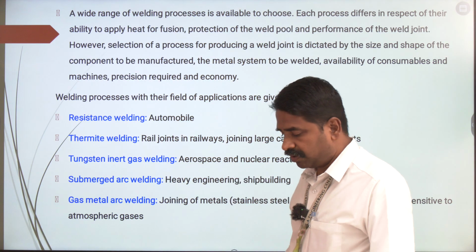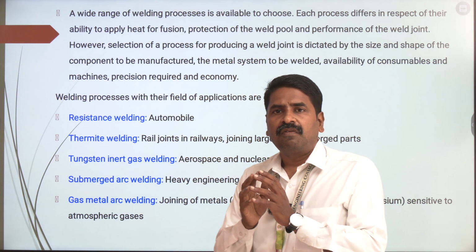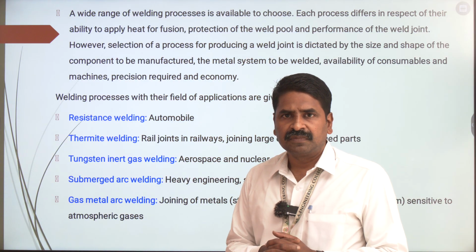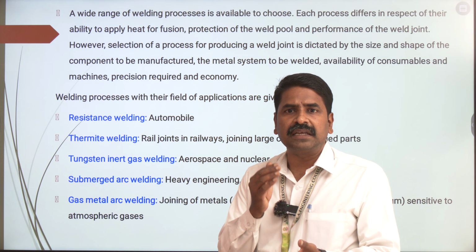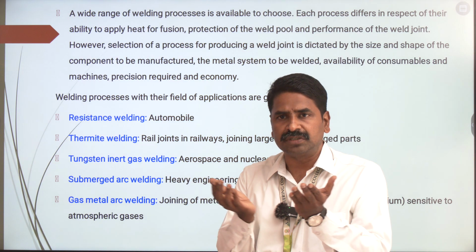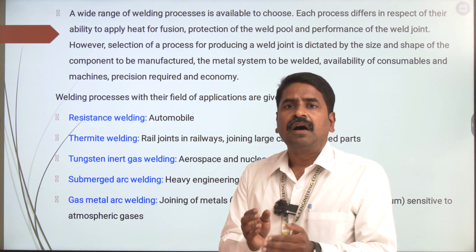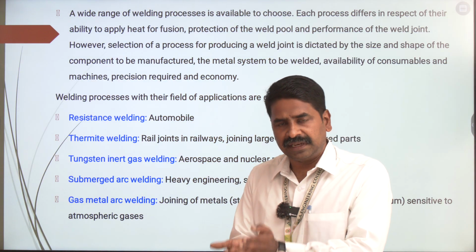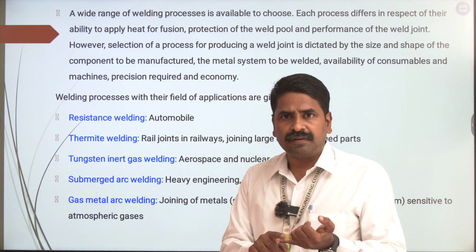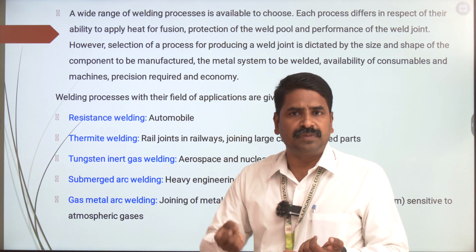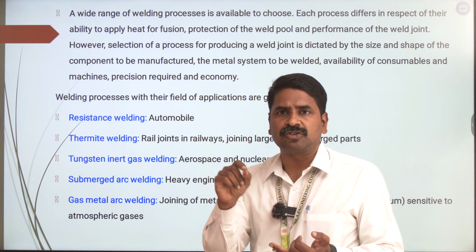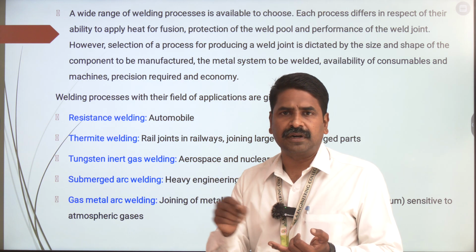So as you can see over here, before going on to the thermite welding, how are you going to choose a welding process? You are going to choose based on what type of material you are going to join, whether you are going to join two similar materials with one another, or two dissimilar materials. Based on the type of the material to be joined, the thickness of the plates to be joined, or the size and shape of the materials to be joined is going to play a very important role.